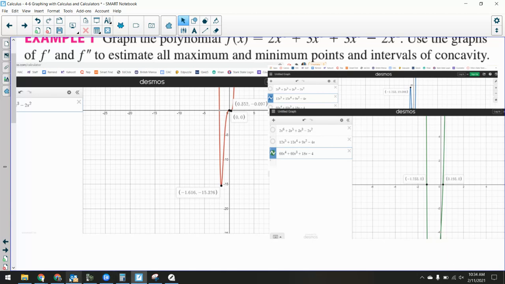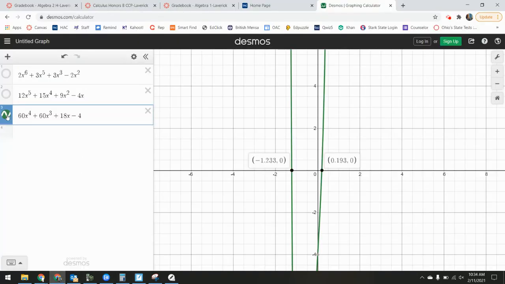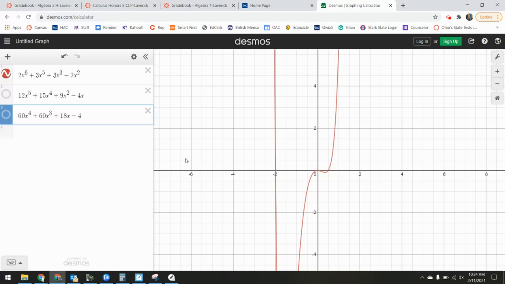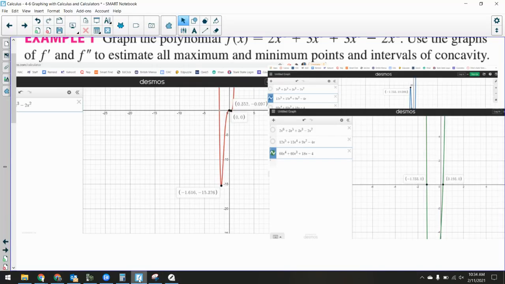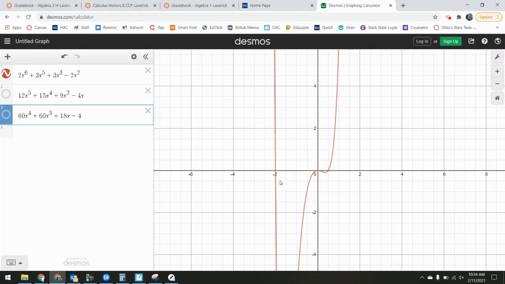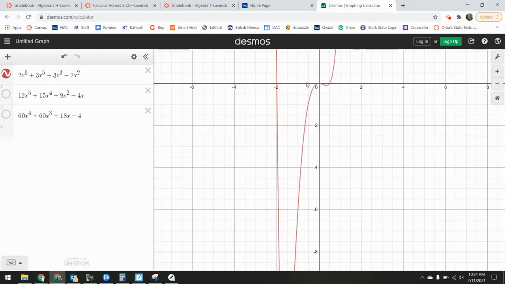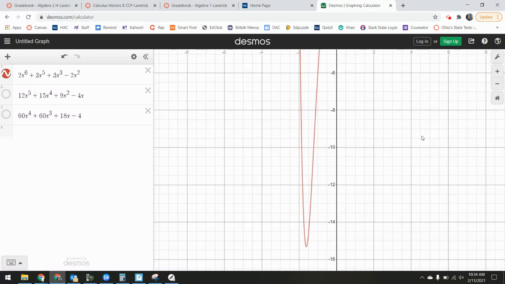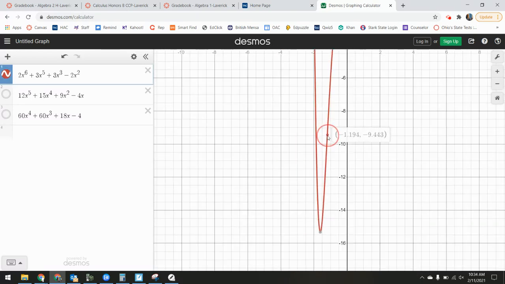Let's go back here. Actually, I don't even need to look at the screenshot. I can go back in and just see this. I see that, what was it? It was at negative 1.233. Let's look here, negative 1.233. Look, it looks to be about right. These are going by halves. Negative 1 point. You can click and hold and see exactly where it is.